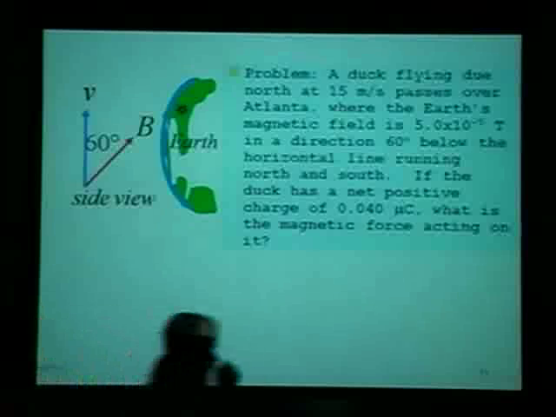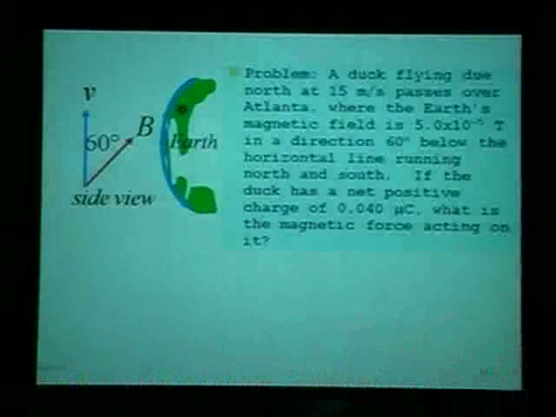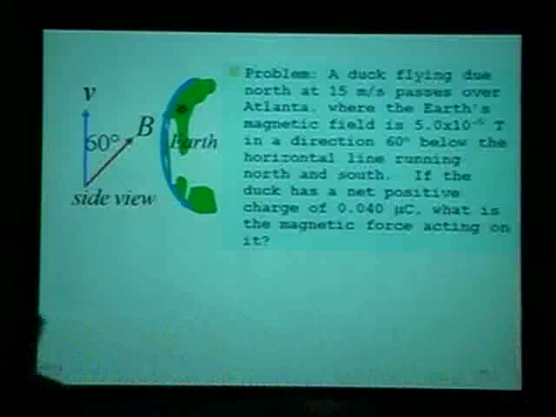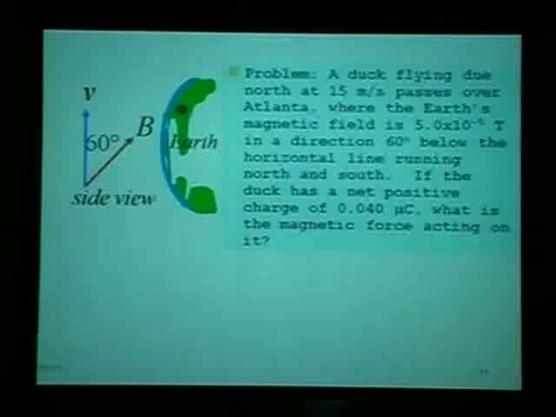Let's try another problem. A duck flying due north at 15 meters per second passes over Atlanta, where the Earth's magnetic field is 5 times 10 to the minus 5 Tesla, and is in a direction 60 degrees below the horizontal line running north and south. If the duck has a net positive charge of 0.04 microcoulombs, what is the magnetic force acting on it?